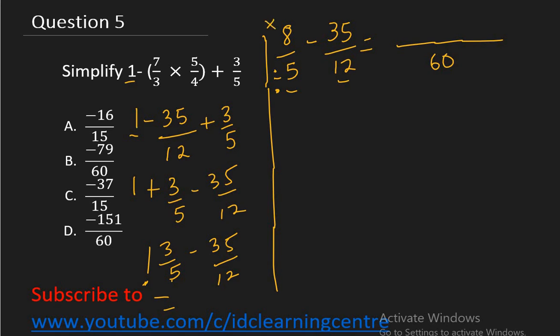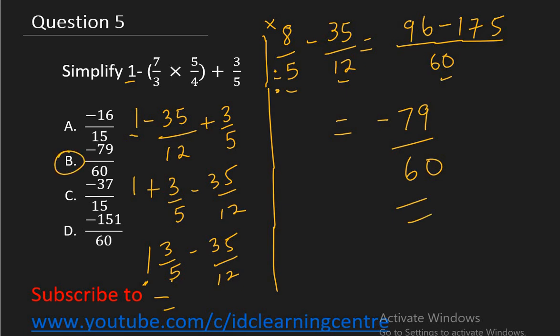60 divided by 5 is 12. 12 times 8 is 96. Minus 60 divided by 12 is 5. 5 times 35 gives me 175. So 96 minus 175 will give me negative 79 over 60. So the right answer is B.